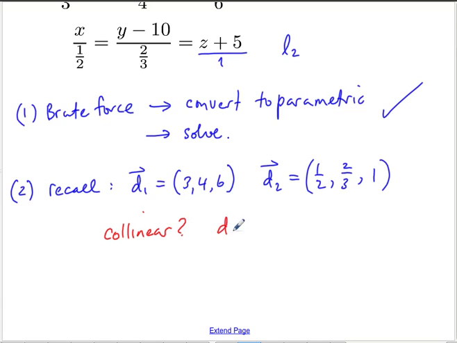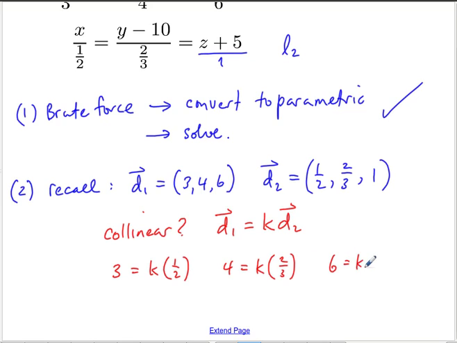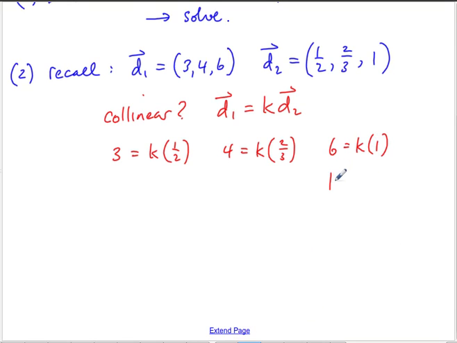Well, that would occur if d1 is equal to some scale factor times d2. Is that the case? Well, that would be true if 3 was equal to k times 1/2, if 4 was equal to k times 2/3, and if 6 was equal to k times 1. And now this one immediately gives me k is equal to 6.